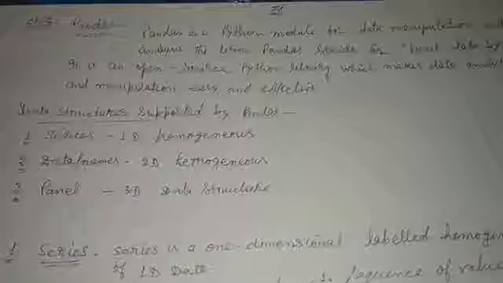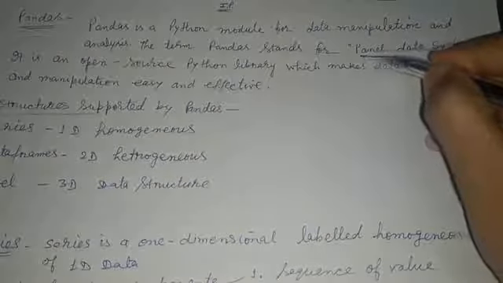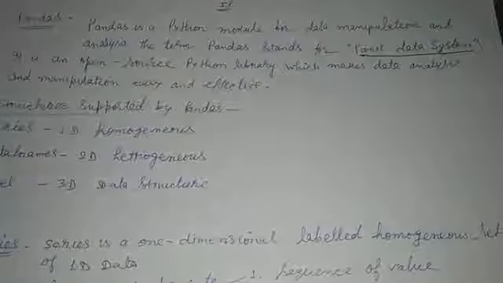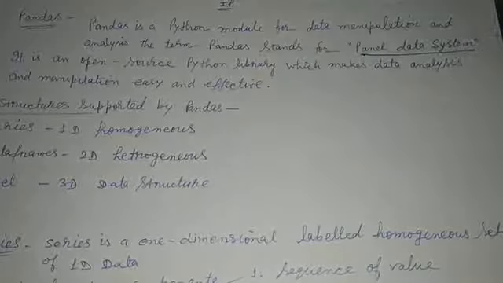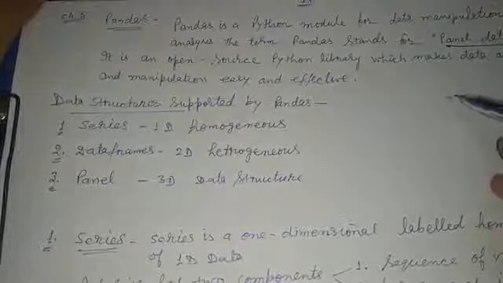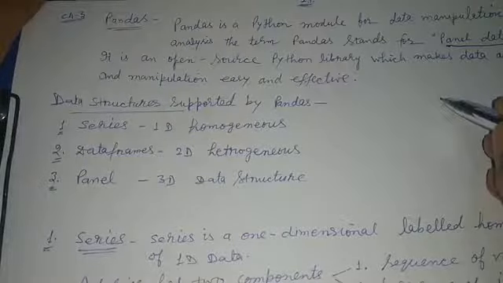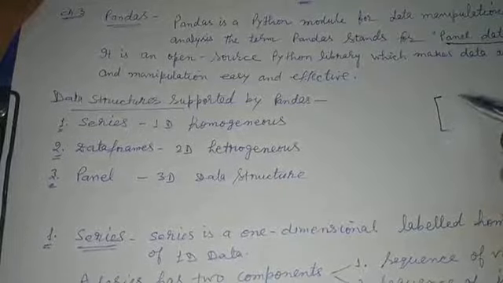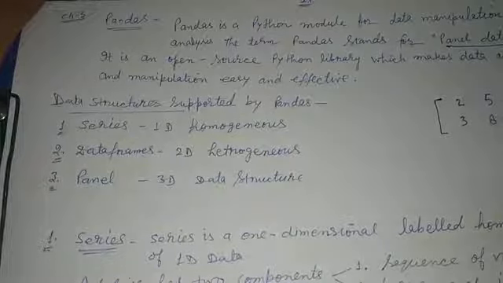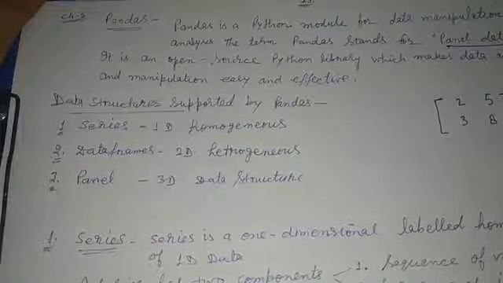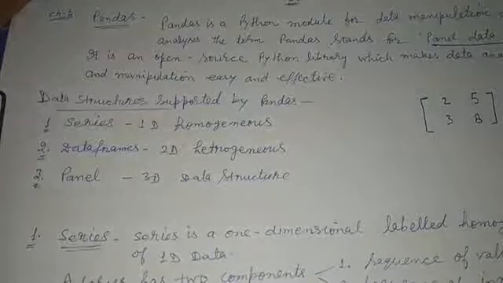Actually, the word pandas comes from panel data system. The short form of panel data system is pandas. So what is pandas? It is a data structure. Data structure means to store data in a perfect structure so that it can be retrieved, manipulated, and analyzed effectively. So this is called a data structure.